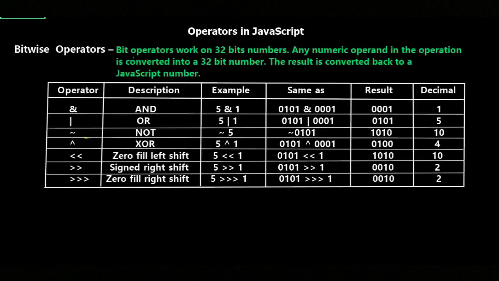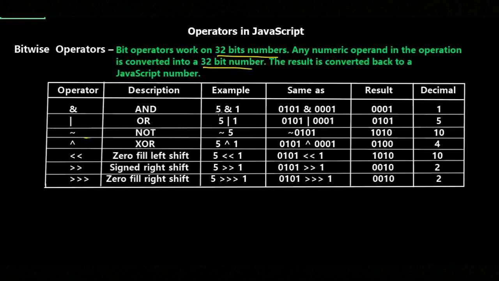And lastly, we have the bitwise operators, which work on 32-bit numbers. Any numeric operand in the operation is converted into a 32-bit number, and the result is converted back into a JavaScript number. For example, we have AND, OR, NOT, XOR. These are all Boolean operators which perform Boolean operations.